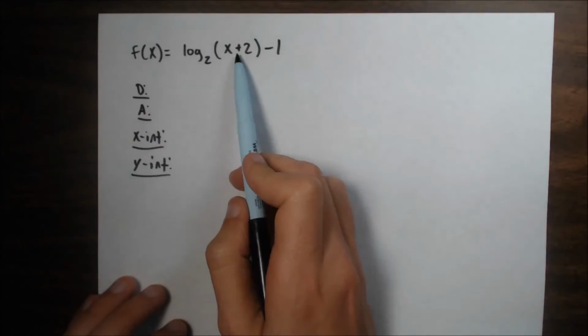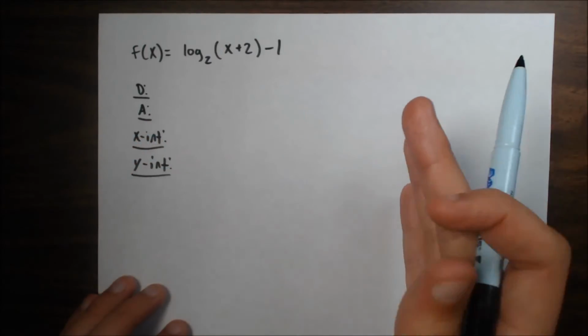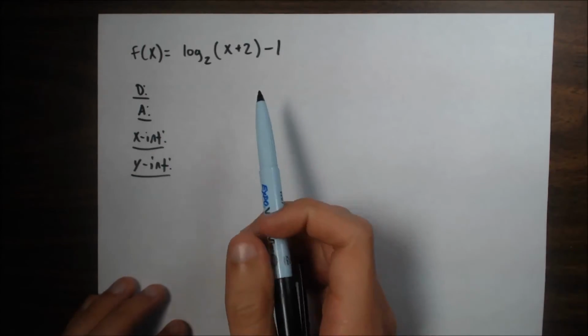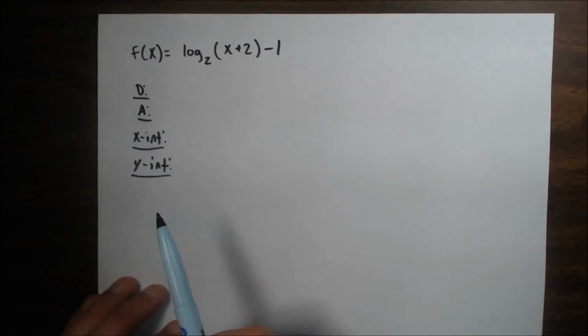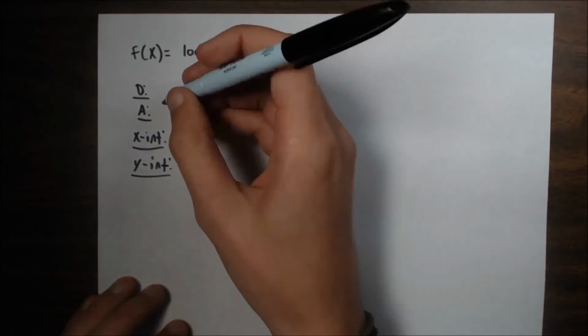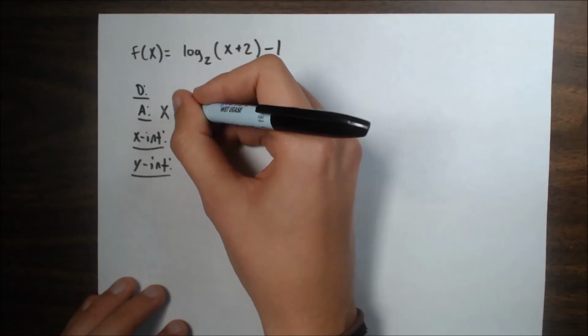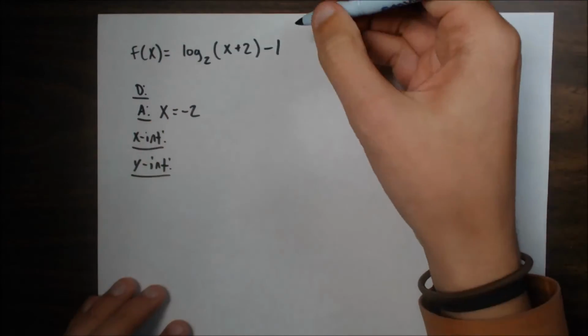Now, like before, the plus 2 is going to shift it to the left, which means it will cross the y-axis, which means there will be a y-intercept. Okay, so let's just see how some of these things work out. What's going to make the part on the inside equal 0? That's our asymptote and our domain. It's going to be negative 2 in this case. So the asymptote is x equals negative 2.